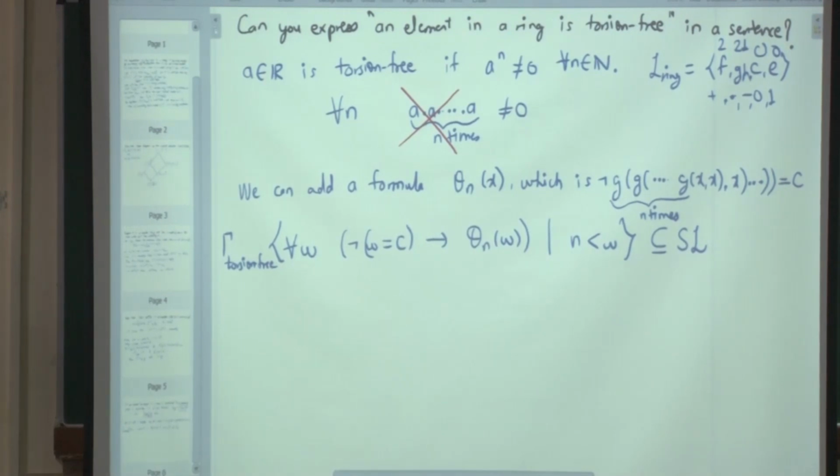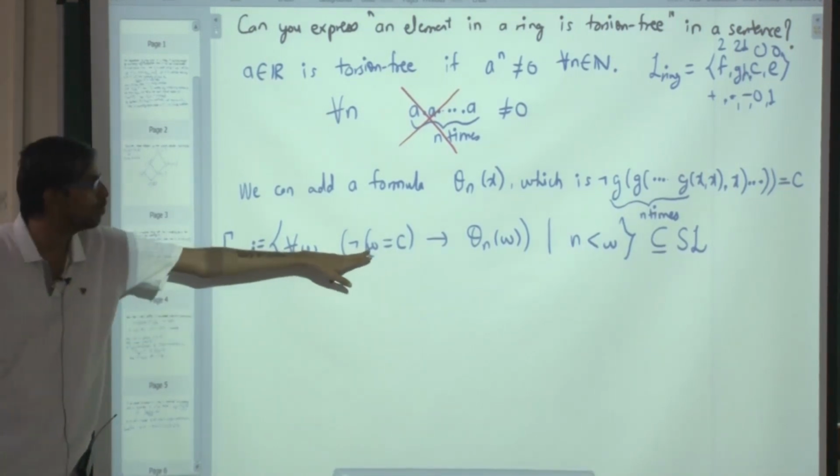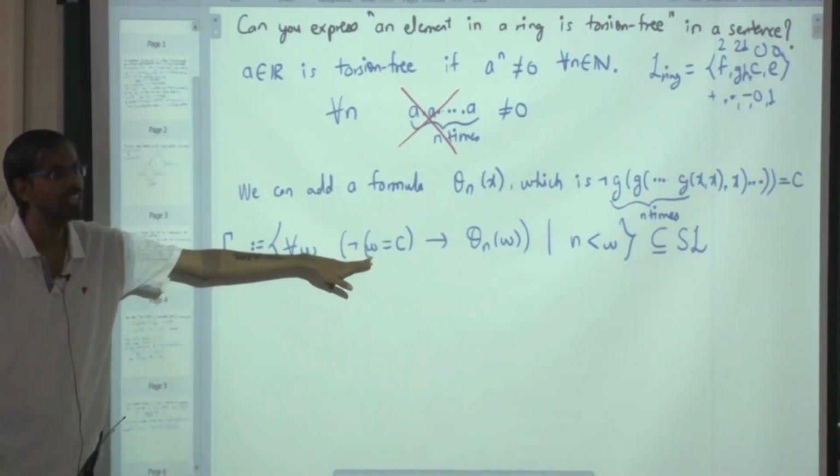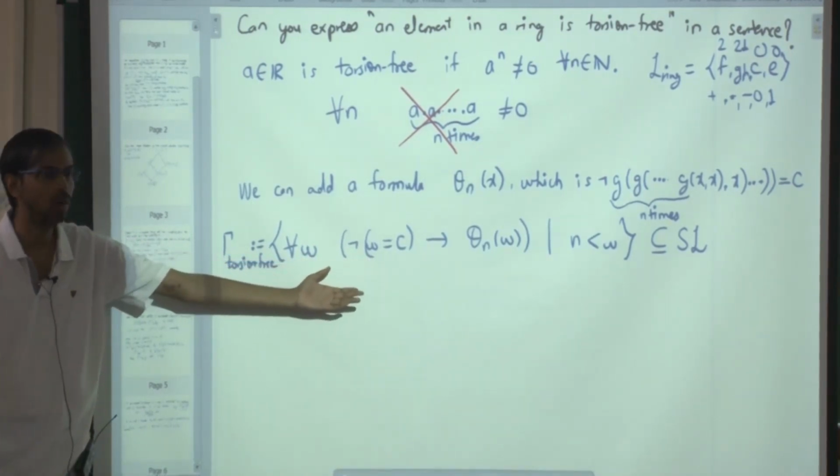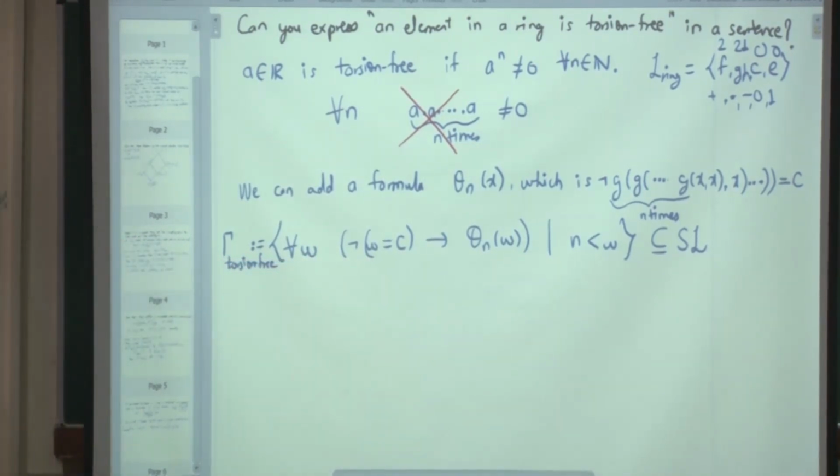So this is the theory of torsion free elements, and we are excluding the obvious thing. 0 is always torsion of every order, so why should we bother adding it anyway? So every nonzero element is torsion free. You can express it in terms of infinitely many sentences, but this is not finitely axiomatizable.